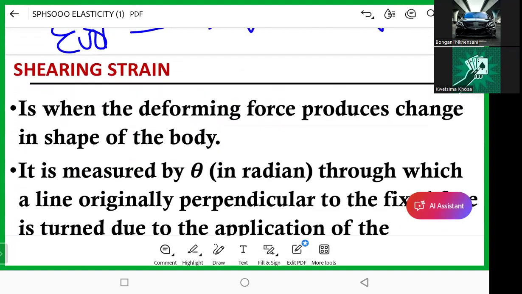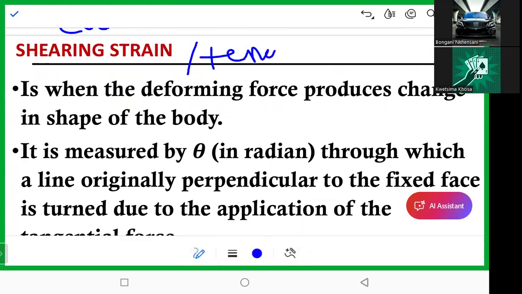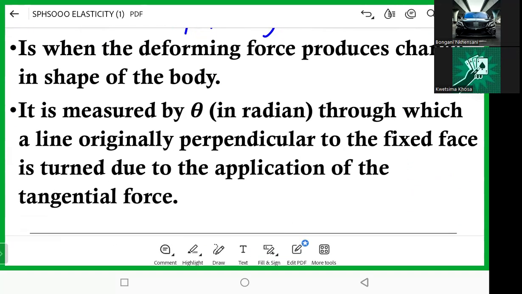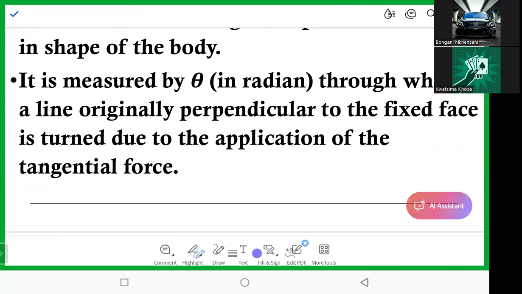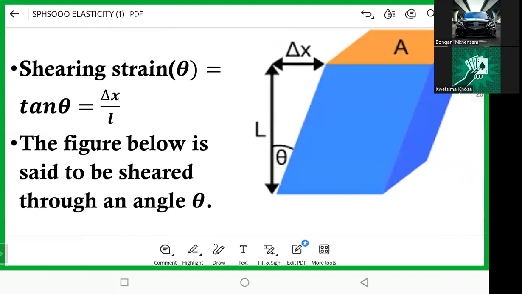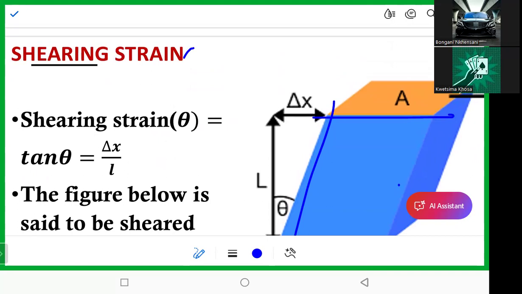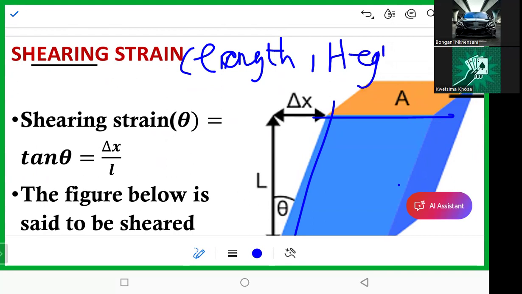Then we are about to call shearing strain, or tangential strain, wherein the deforming force produces a change in the shape of the body. So we're talking about the shape, hence the formula would be like this. We're talking about both the length and the height. Hence, obviously, if something is changing in terms of its length as well as its height, you are talking about the change in what? In shape of that object.